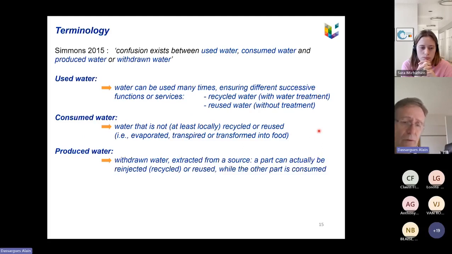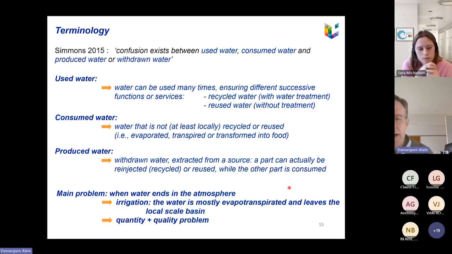Beside that, you have produced water, which is locally produced from river water or groundwater, and that can be partially reinjected, recycled, or reused. Another part can be consumed. So produced water is not stating if it is used or consumed. It is a general term.